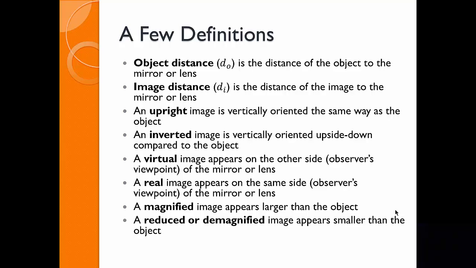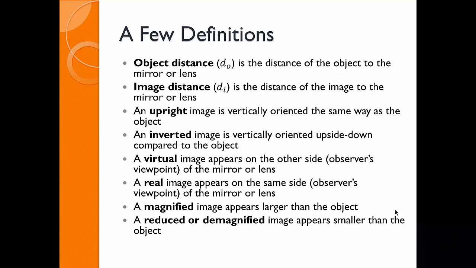Before we do the ray diagrams, I have several definitions that we're going to go through. These definitions are also on your worksheet, but it may help to pause the video here and just go over all of these definitions. We're going to be talking about the object distance and the image distance, how far the object or the image is from the lens. The farther the object is, the smaller the object will appear.